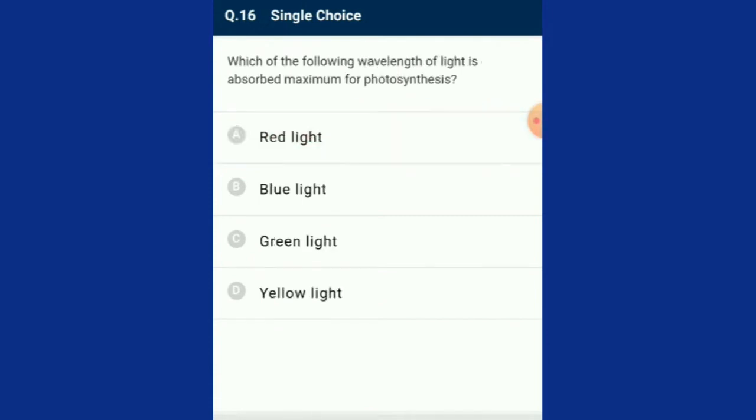Question number 16. Which of the following wavelengths of light is absorbed maximum for photosynthesis? Blue light is the wavelength of light that is absorbed maximum for photosynthesis. Blue light is absorbed not only by chlorophyll but also by carotenoids, and some carotenoids are not in the chloroplast. Further, carotenes and xanthophylls make up the carotenoids. Carotenes do not transfer absorbed energy efficiently to chlorophyll, and thus some part of the absorbed blue light does not go to photosynthesis. So the answer is option B, blue light.